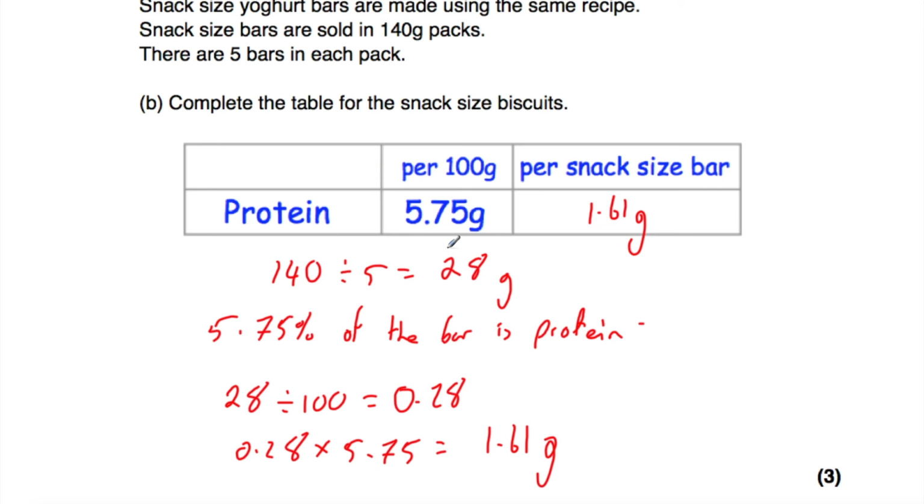Well, another way to do that question is, once we work out the mass of each bar is 28 grams, to think, well, if it's 5.75 for 100 grams, we could divide this amount by 100 to find out how many grams of protein are in 1 gram of the bar, and then times by 28, and again you get 1.61, and that's it.